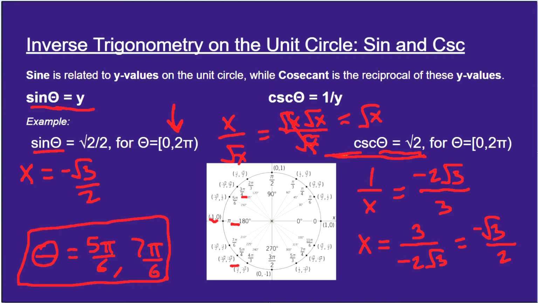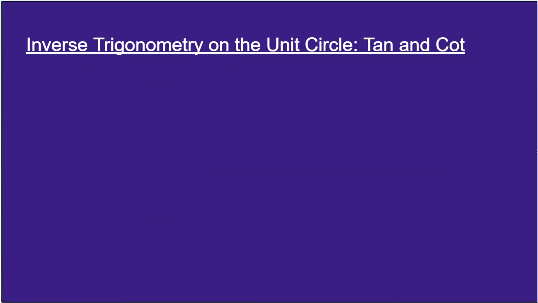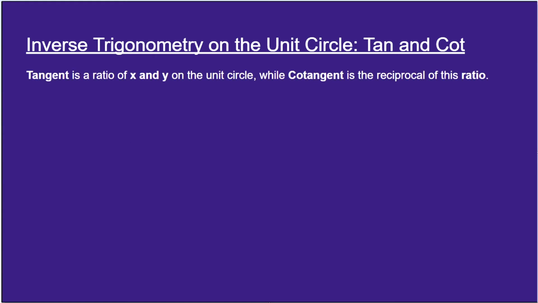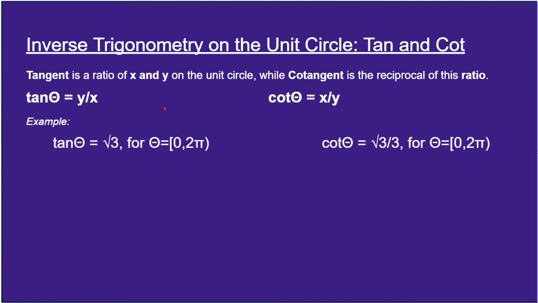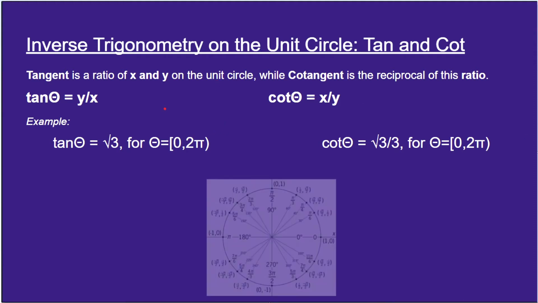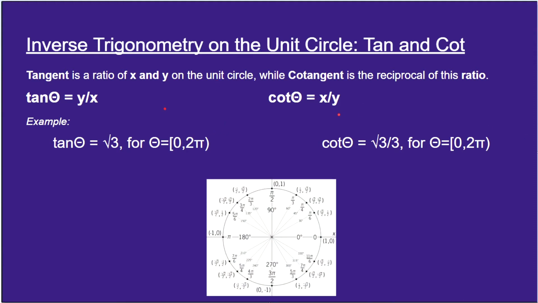Let's keep going. We're going to look at tangent and cotangent now. Finally, we have tangent and cotangent. So remember, y'all, tangent is the ratio between the x and the y values on the unit circle, and cotangent is the ratio reciprocaled. So let's see. What if I had some examples? I could have, for example, tangent of theta equals the square root of 3 for some theta within the range of 0 to 2 pi, right? Just a single unit circle. So once again, I'm going to pull up my unit circle to help me out.